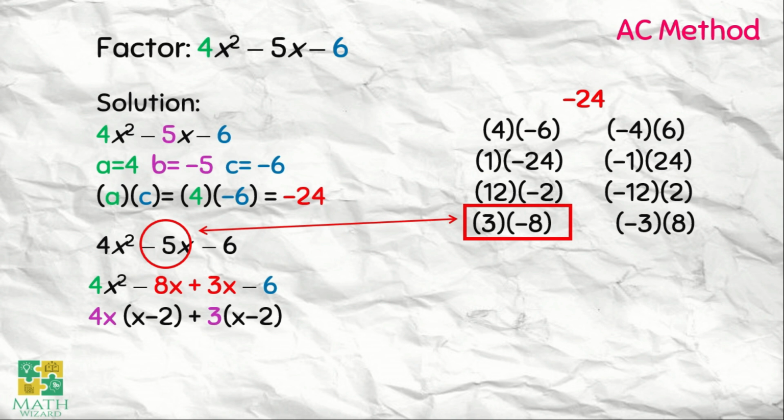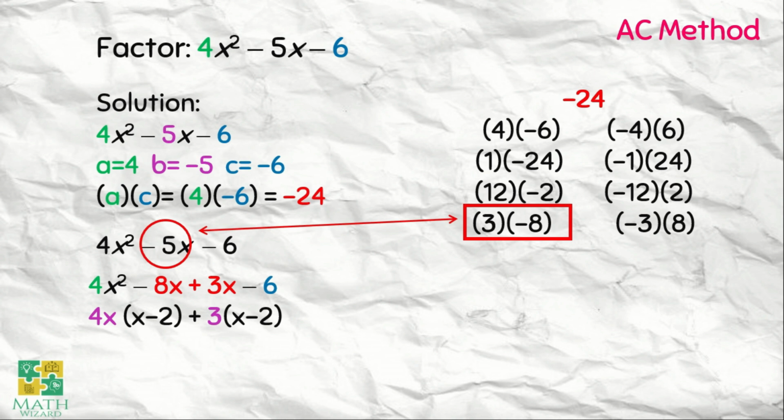Bakit 2? Ano yung number na imo-multiply natin kay 4x for it to become 8x? That would be 2 or negative 2 since it's a negative x. Plus, the common GCF or common factor of 3 and 6 ay 3 times x minus 2. Bakit x minus 2? Number or variable na i-multiply mo sa 3 to become 3x ay x. To become negative 6 ay negative 2.